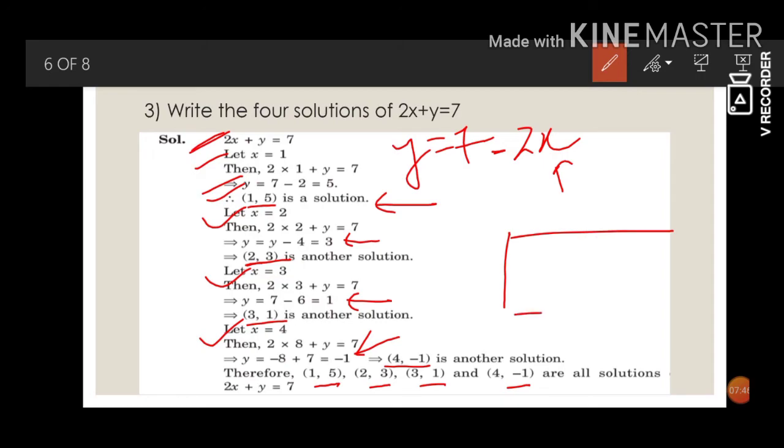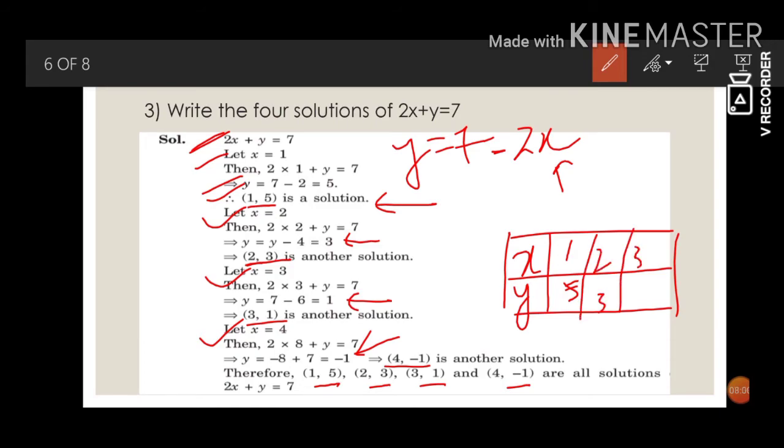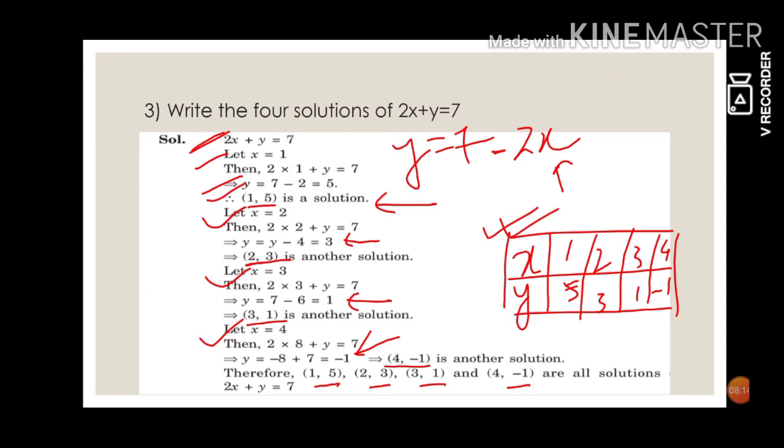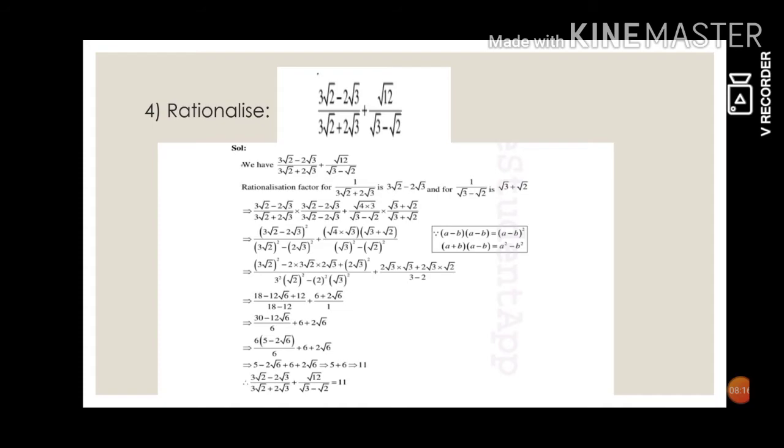At the end, you can also make a box like this and write x, y and write the corresponding values. For 1, you got 5. For 2, you got 3. For 3, you got 1. And for 4, you got minus 1. So this way, if you write the four solutions at the end, you will get full marks for writing like this even.